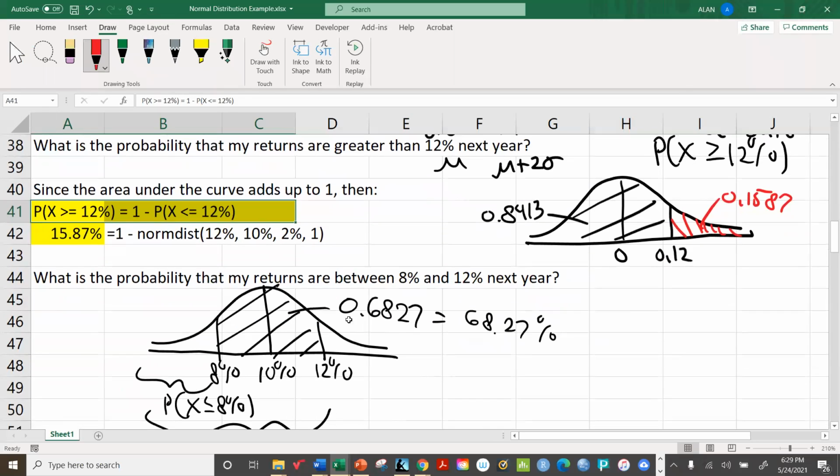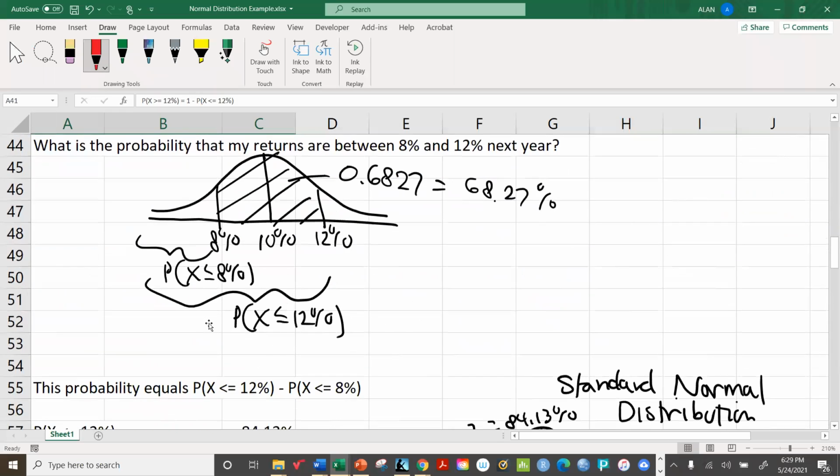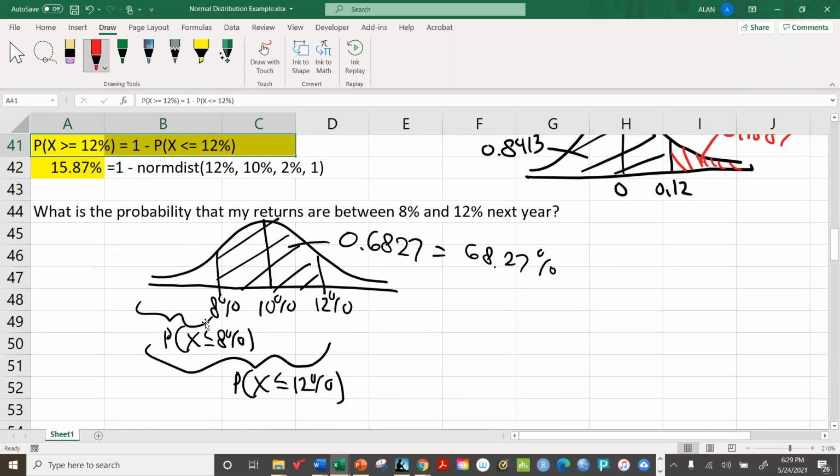And now here's an in-between case. What's the probability that my returns are somewhere between 8 and 12%? Well, there's a couple of things we could do, but the best thing we could do is use our NORM.DIST function in 2 different ways. We're going to calculate the probability that our returns are less than 8% and subtract that from the probability that the mean's below 12%. Whatever's in between is what we're looking for.